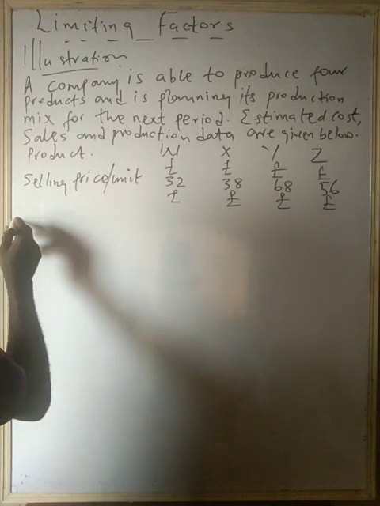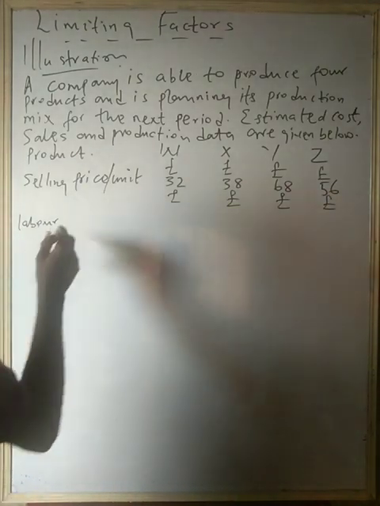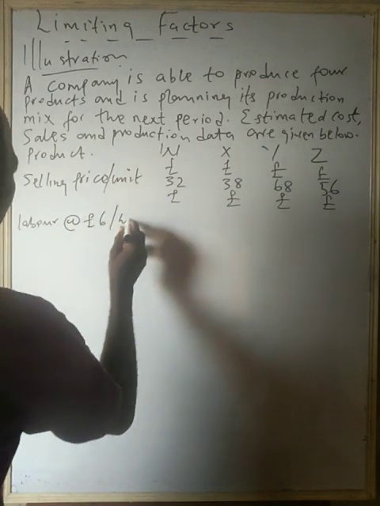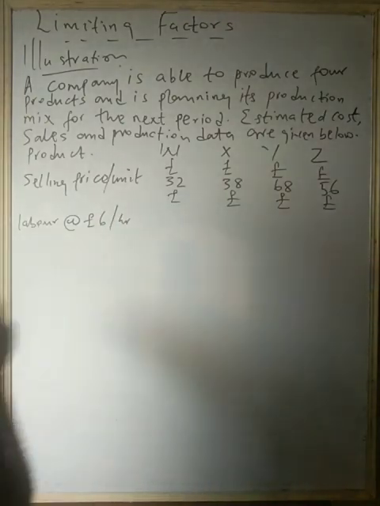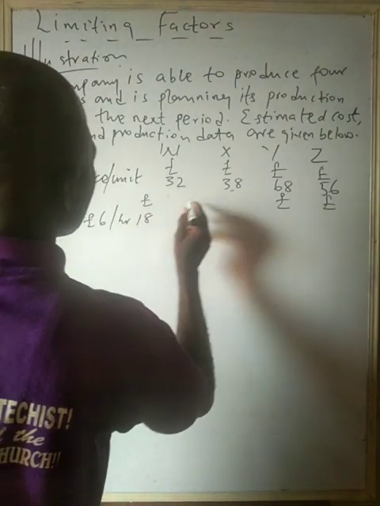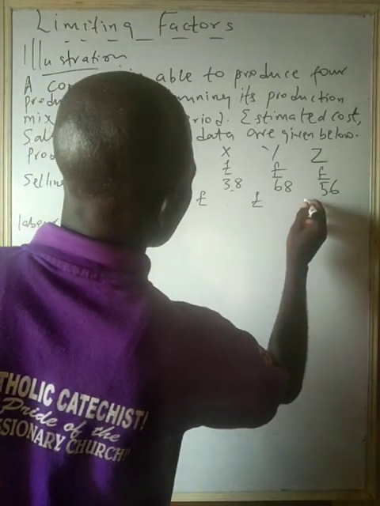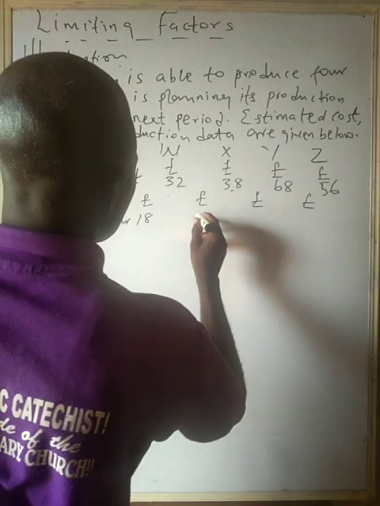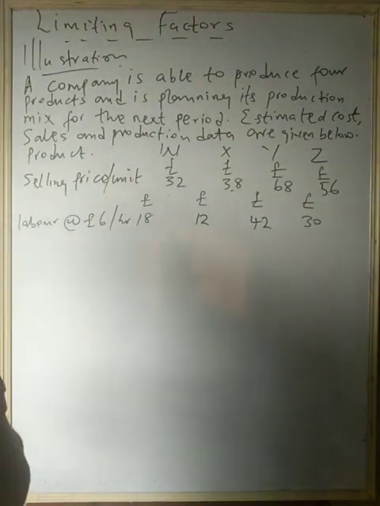Then you have the labour at £6 per hour: this is 18, 12, 42, 30.